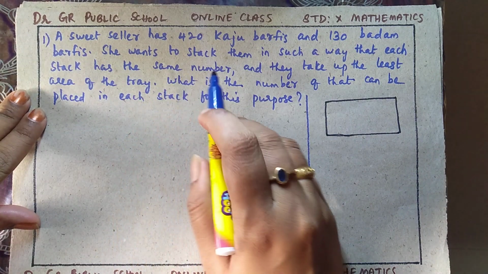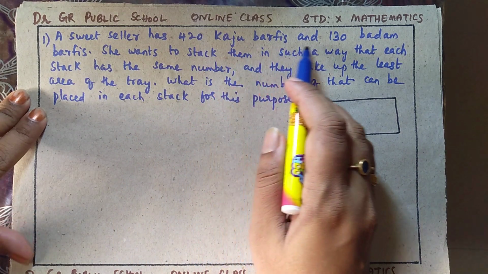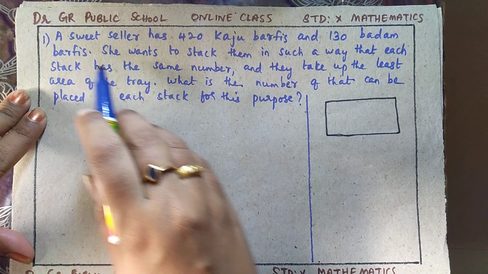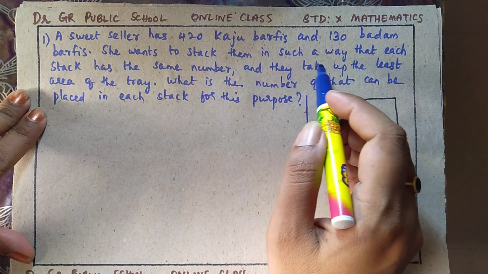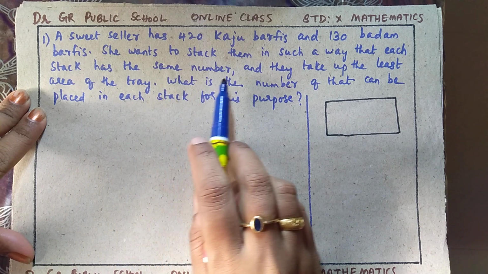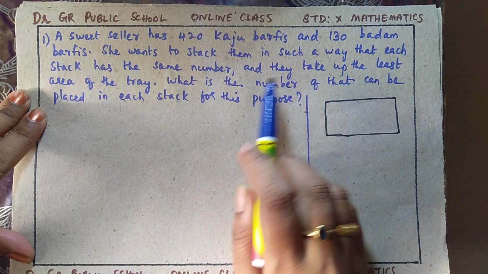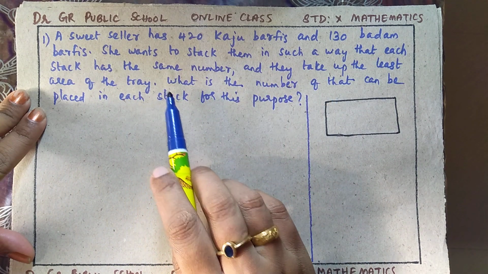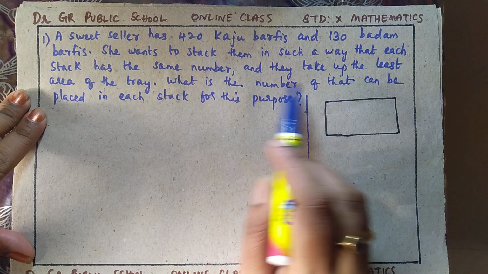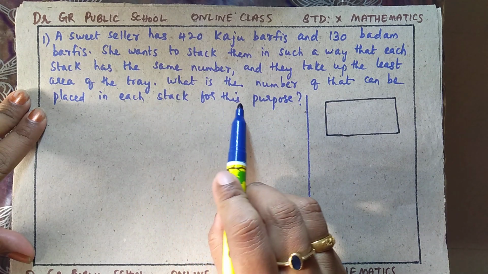A sweet seller has 420 Kaju Barfis and 130 Badam Barfis. She wants to stack them in such a way that each stack has the same number and they take up the least area of the tray. What is the number that can be placed in each stack for this purpose?